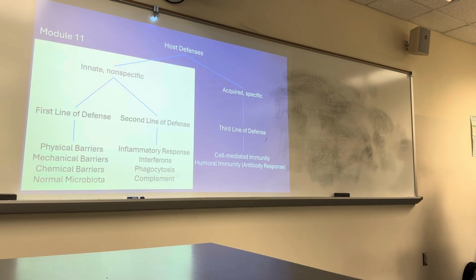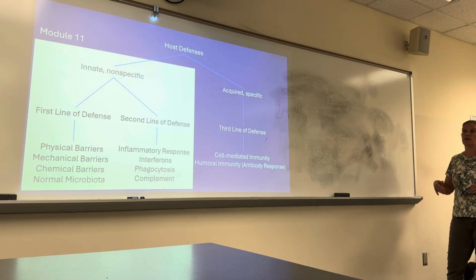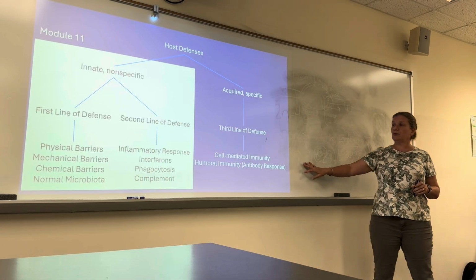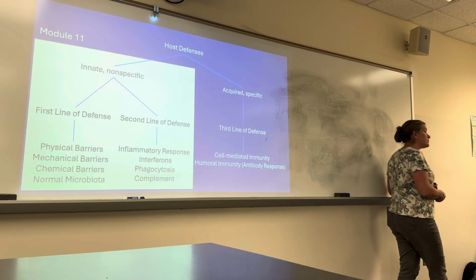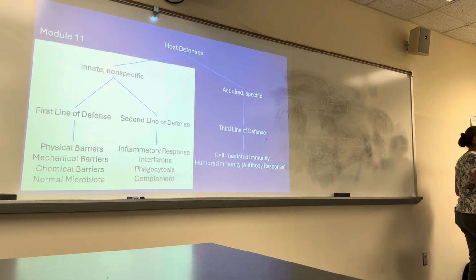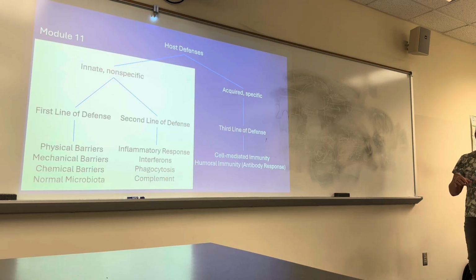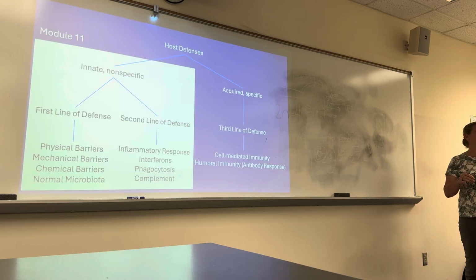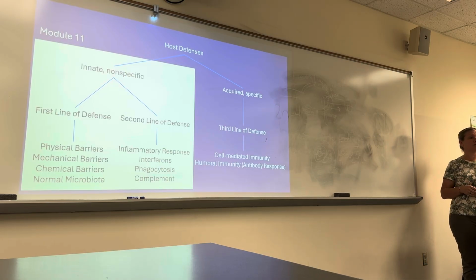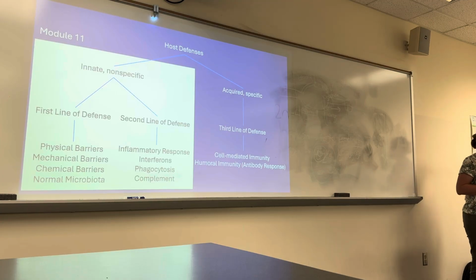The third line of defense, as I already mentioned, is going to be in module 12. That's cell-mediated immunity, the humoral immunity or antibody response. In this case, it's a specific response, right? Uniquely developed for each microbe that you come into contact with. In fact, the specificity is not just to the microbe, but actually to an antigen, a specific region, an epitope that's being recognized, that particular pathogen produces.